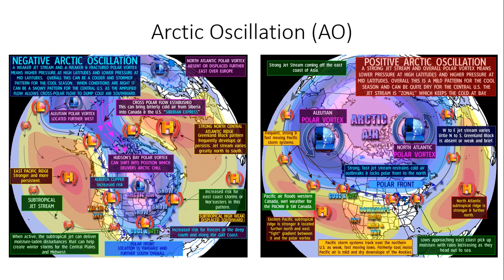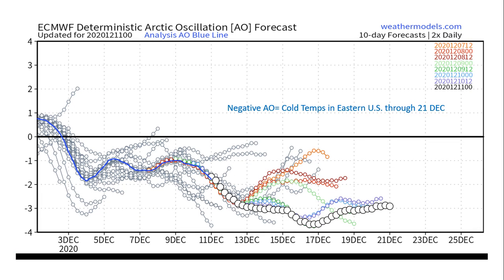On the right, you see that positive Arctic oscillation. You get more of a west to east, more zonal jet stream that blows from west coast to east coast and keeps the coldest air locked up to the north. The positive AO is also associated with a stronger polar vortex, whereas the negative AO is associated with a weaker polar vortex.